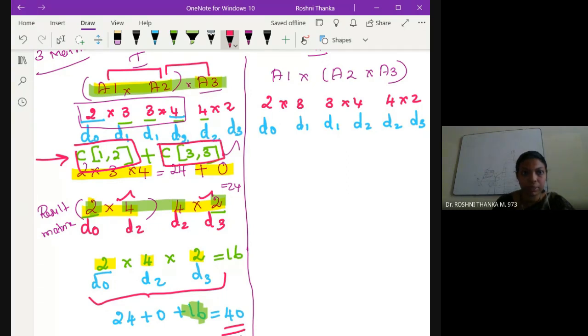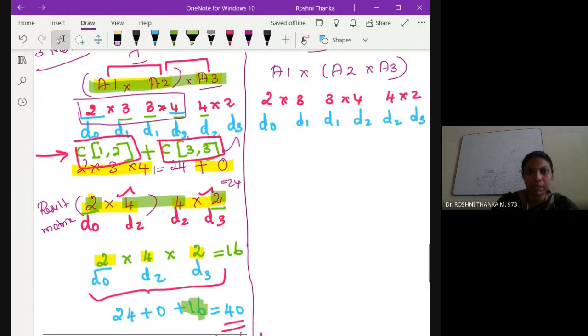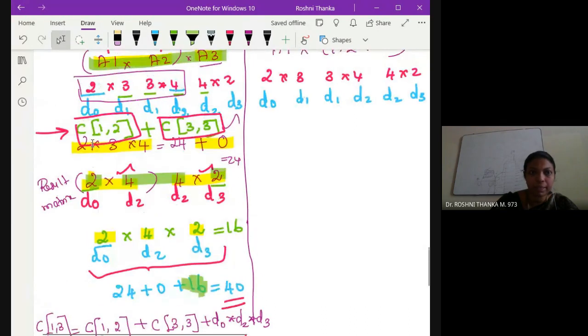So that is what first we multiplied this 2 matrices, and then we just kept the other as it is. So cost of 3, 3, that is 0. Then from this we got a resultant matrix 2 cross 4. From this 2 cross 4, we multiplied it with A3. A3's dimension is this. And this number's name already we have given, that is represented here.